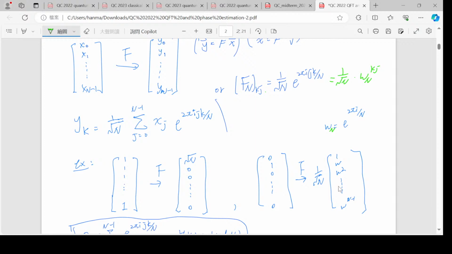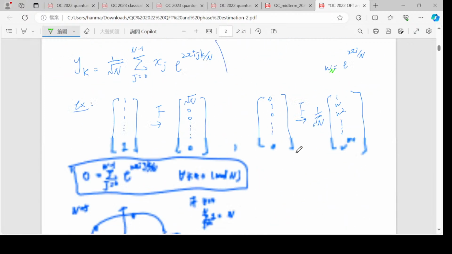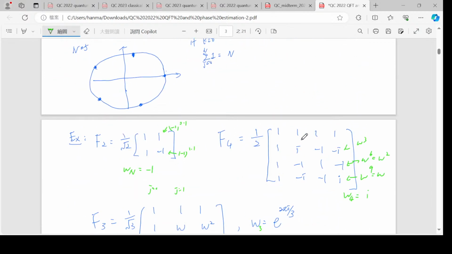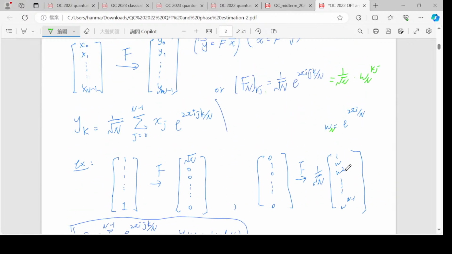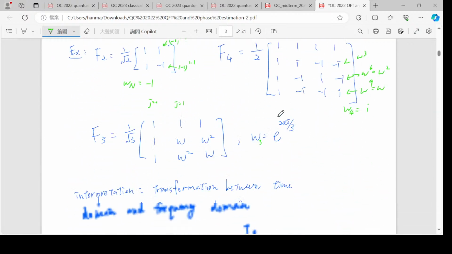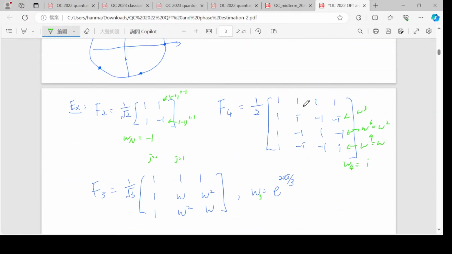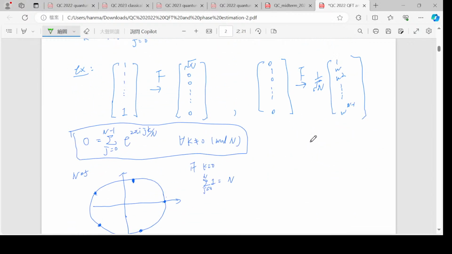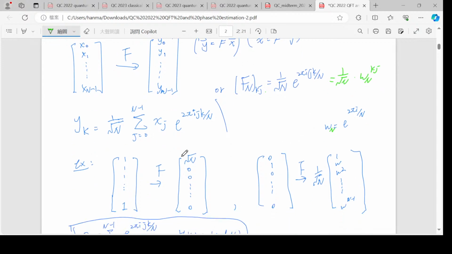And then you see what the y is here, and you see that this will basically pick out the second column of your F matrix, and that will be this 1, omega, omega square, all the way to omega to the n minus 1 vector. Okay, and you can see that this Fourier transform gives you a superposition of those alternating omega vectors. Okay, and then an interesting example is this.